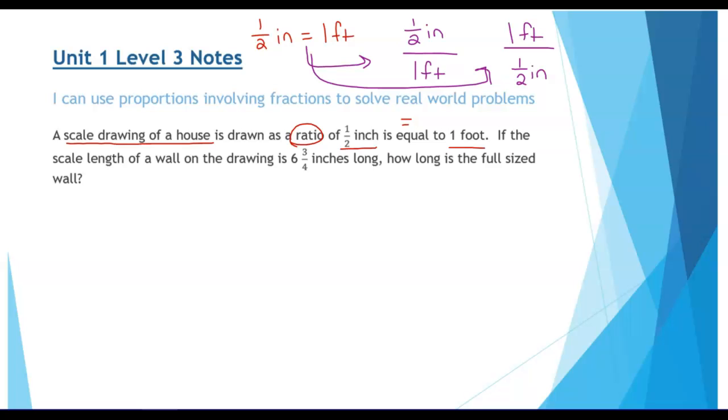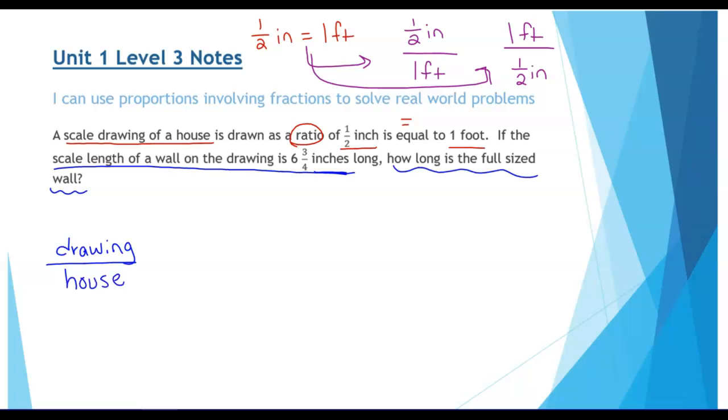Now, if the scale length of a wall in the drawing is 6 3/4 inches, so that's my scale, which is inches, how long is the full-size wall? So that's my actual. So I have my scale drawing to my actual dimensions of the house. So let's keep our proportion, same label, same level. I'm going to do drawing to house.